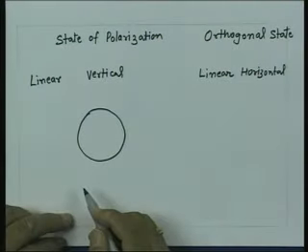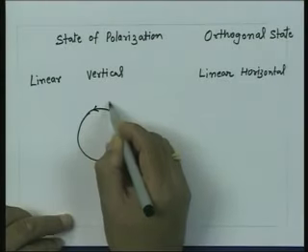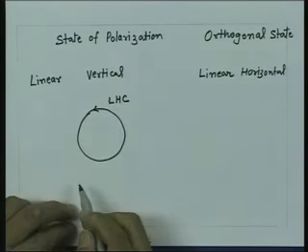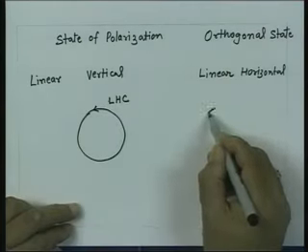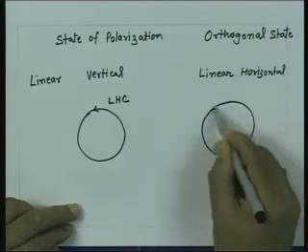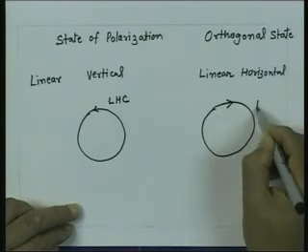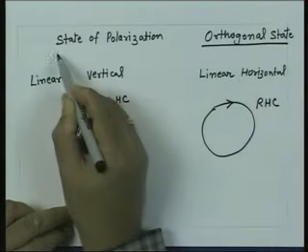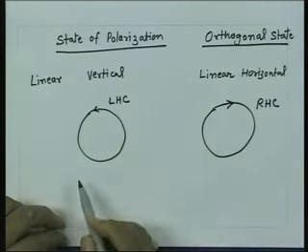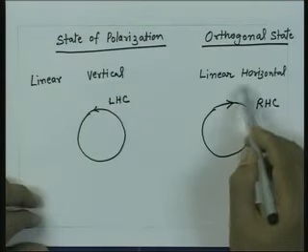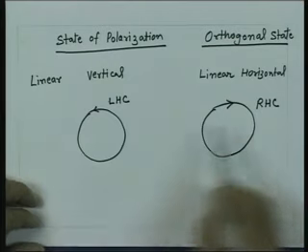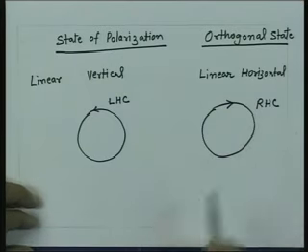The second thing we saw is if I take a circular polarization and let us say my wave is going inside the plane of the paper, this is representing the left handed circular polarization. So, the orthogonal state will be a circle with a right handed polarization. So, for a linear vertical the orthogonal state is linear horizontal, for a circular left handed the orthogonal state is right handed circular, and vice versa.